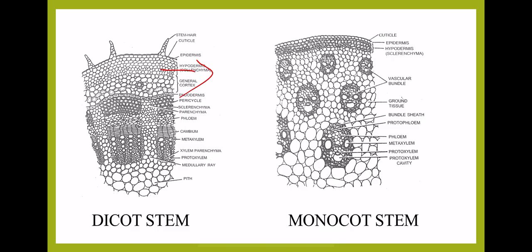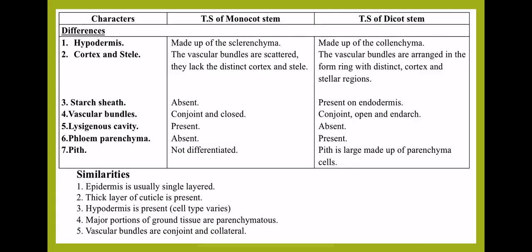It looks like a human skull in the monocot stem. Whereas in the dicot stem, vascular bundles are arranged in the form of a ring with distinct cortex and stellar region. You cannot differentiate stellar regions in the monocot stem. Starch sheath is absent in the monocot stem, whereas it is present as the endodermis in the dicot stem. Vascular bundles are conjoint and closed in the monocot, whereas in the dicot the vascular bundle is conjoint, open, endarch. Open endarch means cambium is present in the dicot stem and absent in the monocot stem.